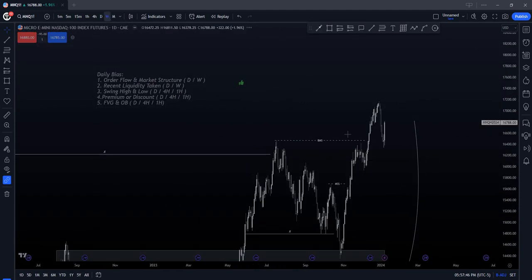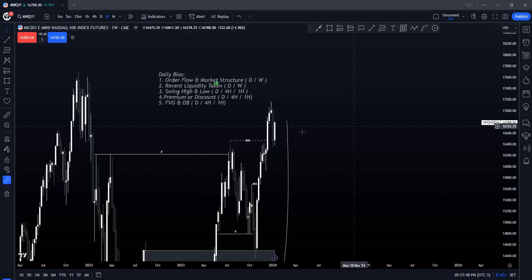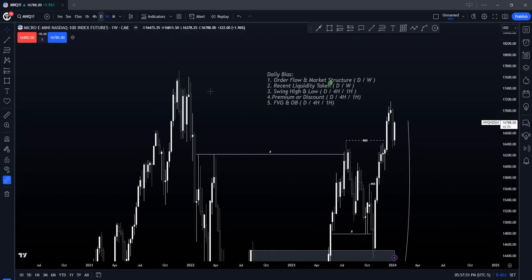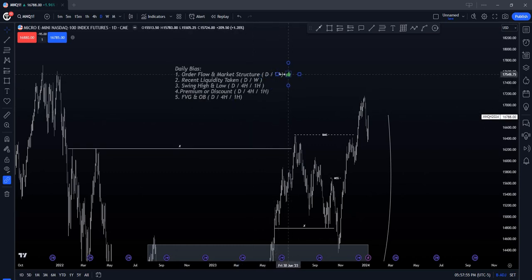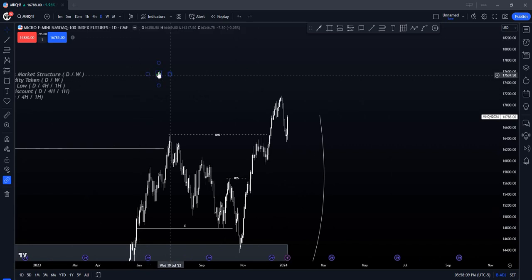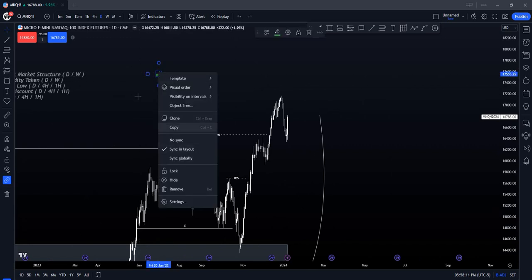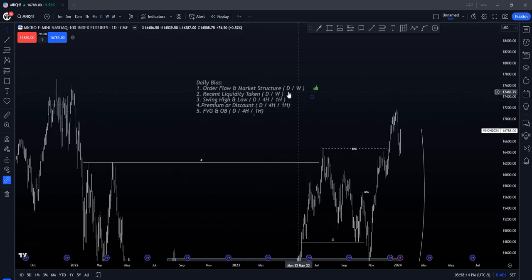So when we're looking at this now, we want to see order flow and market structure. That's bullish. Break of market structure bullish. Market structure shift bullish. Recent liquidity taken bearish to bullish, because we swept buy side to then sweep sell side. So we're bullish on this one. Let's mark this one out as bullish as well.